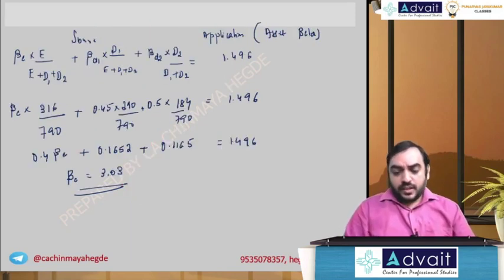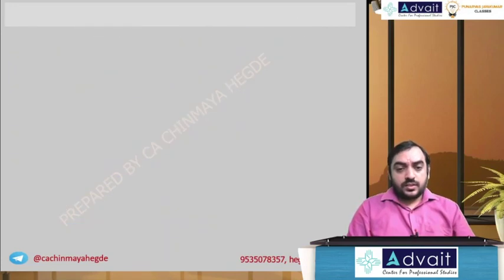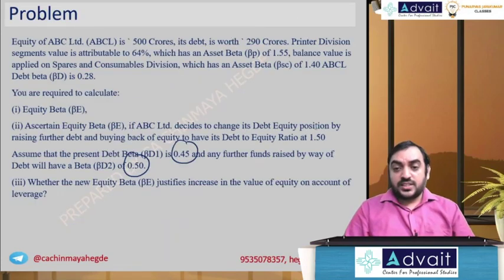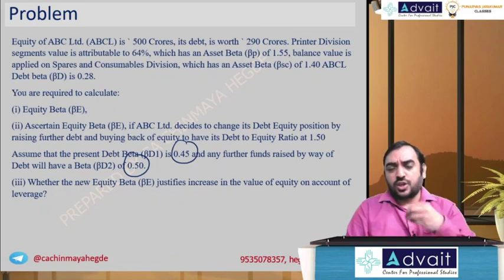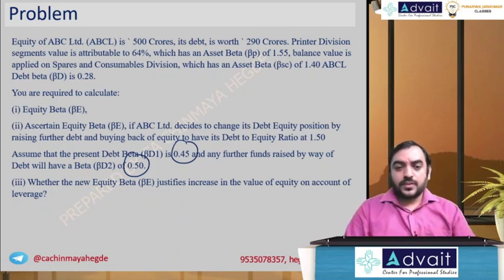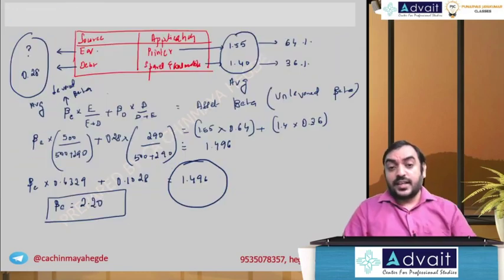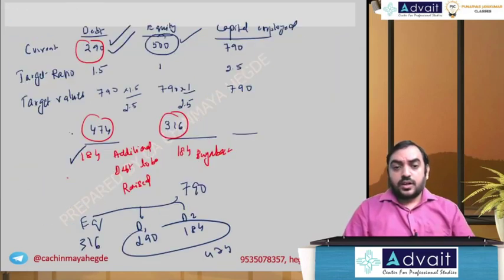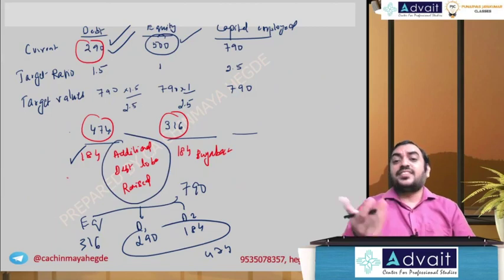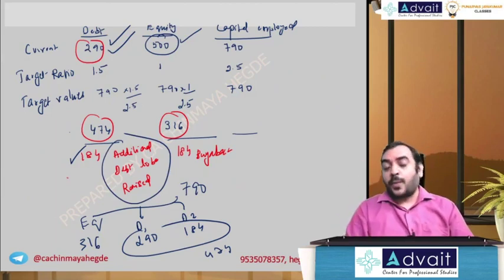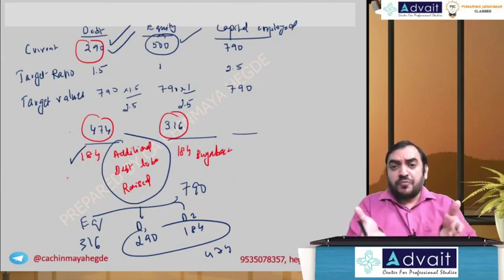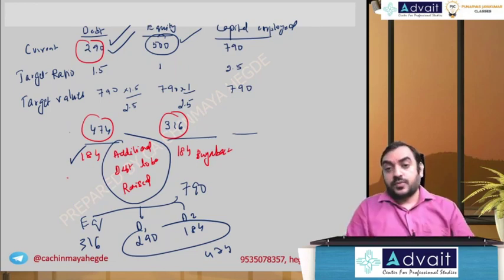3.03. They've asked one more question also. Whether the new equity beta justifies the increase in the value of equity on account of leverage. Value of equity we have not really computed. So we'll just focus on the comment related to risk. Now, you have increased the debt, right? Additional debt is issued and equity buyback happened. So basically, you have taken more loan now. Increase the debt, reduce the equity.